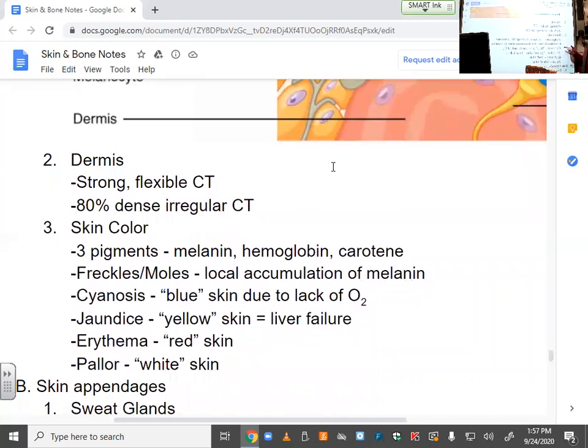Then we have our skin color. 3 pigments make up your skin color. Melanin, we already talked about. Melanocytes give you the dark color, the brown or tan color, depending on how much melanin you have. Then you have hemoglobin. What is hemoglobin? The stuff in blood. What color is hemoglobin giving our skin? Red.